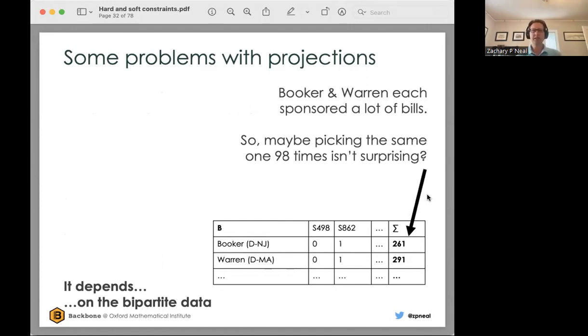So we see in these data, Booker and Warren each sponsored quite a few bills. And so even if they were just choosing randomly, if Booker randomly chose 261 bills and Warren randomly chose 291 bills, the fact that they picked 98 of them, the same ones, may not be particularly surprising. And so we need to take into account whether they're each individually sponsoring lots of bills or not that many to contextualize whether this overlap of 98 is big.